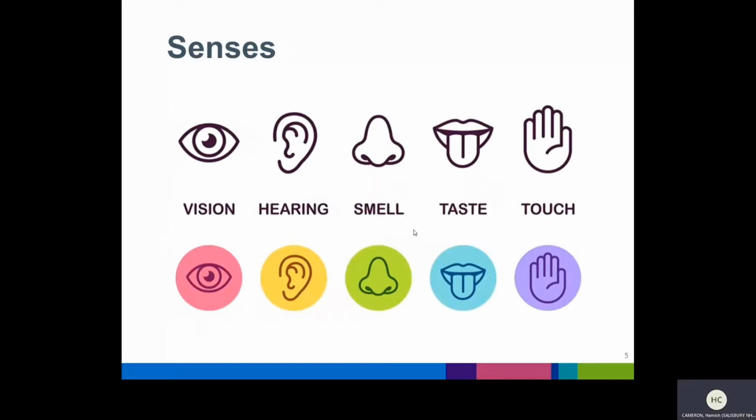So think about the senses that we have. We have vision, we have hearing, we have smell, we have taste, and we have touch. So all of those different ways of our body collecting information about what's going on around us at any one moment in time, and that allows us to make decisions about that and then take action accordingly.